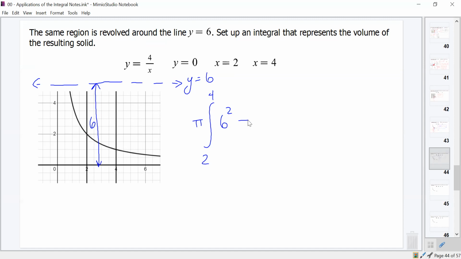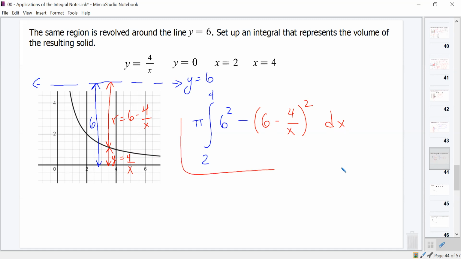And our inner radius is going to extend from the line we're revolving around to the upper bound of our region. And so we have to take into account that this little bottom piece here is y, which is 4 over x. So our inner radius ought to be the full distance of 6 minus y, or 6 minus 4 over x. We'll square that, and it gets a dx. And again, we could distribute that out, and then integrate using the power rule and evaluate it. But this is going to be good enough as our setup.